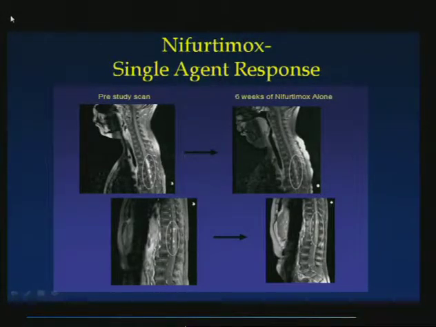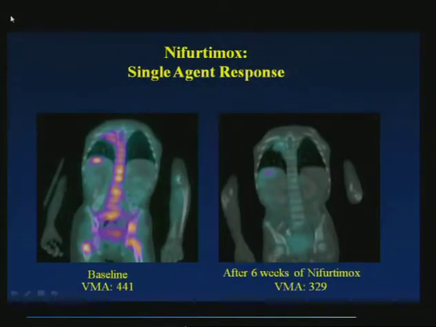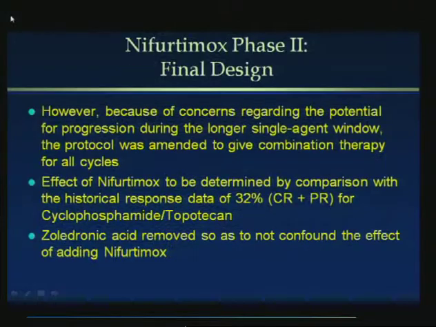And some patients indeed had a very nice response to Nifurtimox. You can see shrinkage of tumor here. You can see a pretty dramatic improvement in MIBG scanning. But as we looked at the patients, particularly the patients who were coming in with multiply relapsed disease, we became concerned that the 6-week window was really too long for the patients who weren't going to respond or who responded transiently.